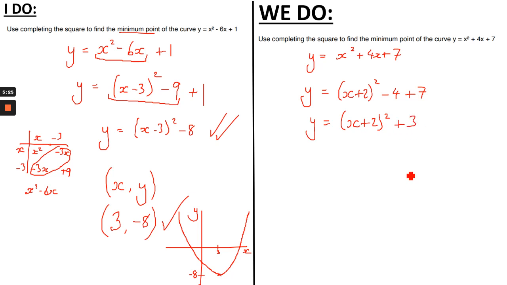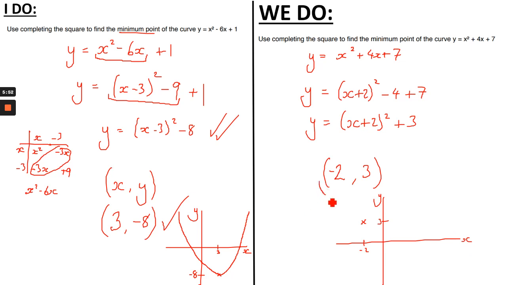plus 3. The lowest value of anything squared is 0, and the x value, to make that bracket 0, must equal negative 2. And when the x value is negative 2, the y value is going to be 3. So the minimum value is at minus 2, 3 here.